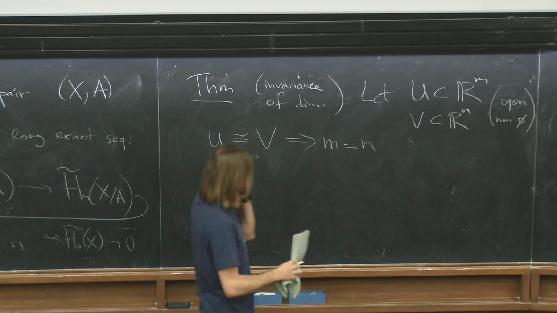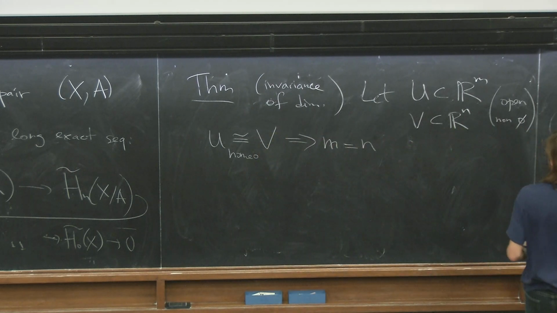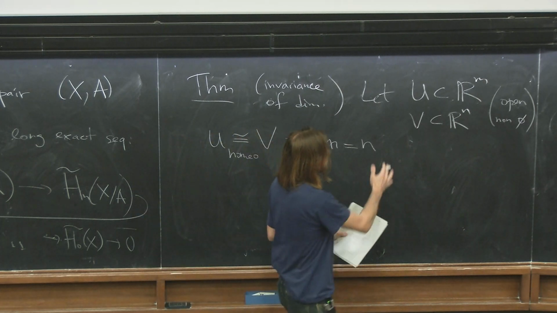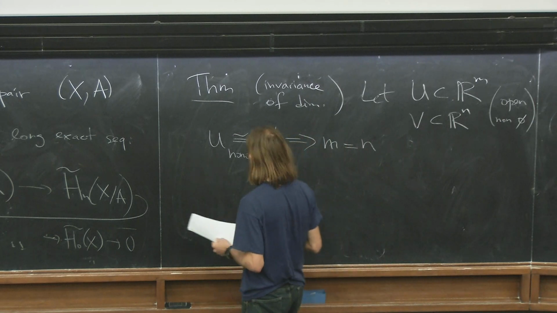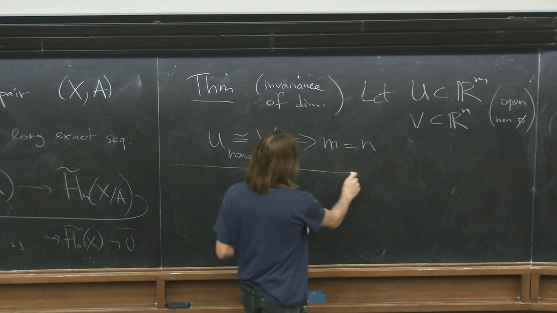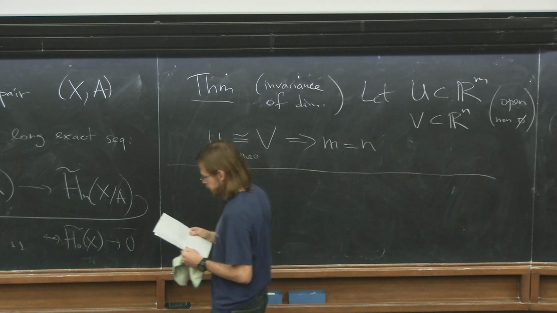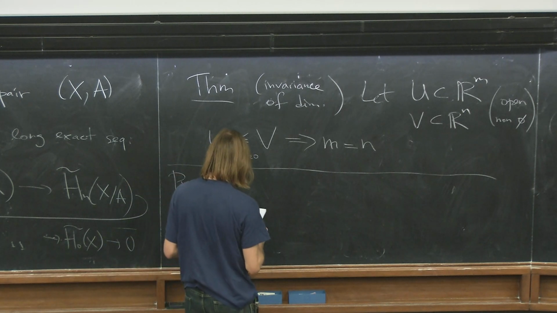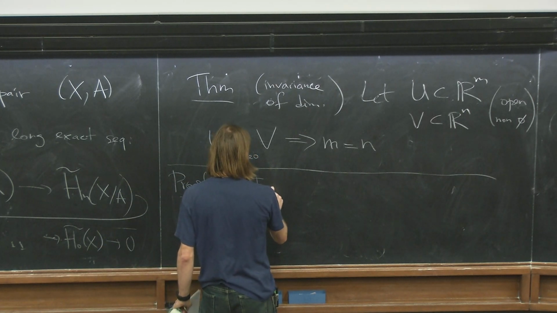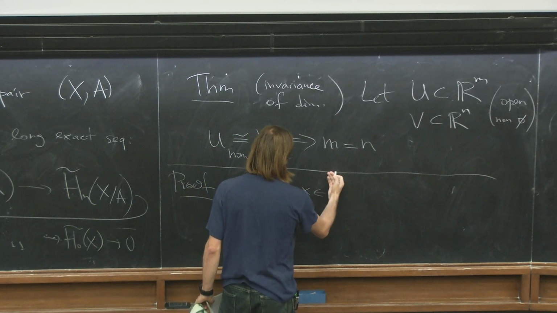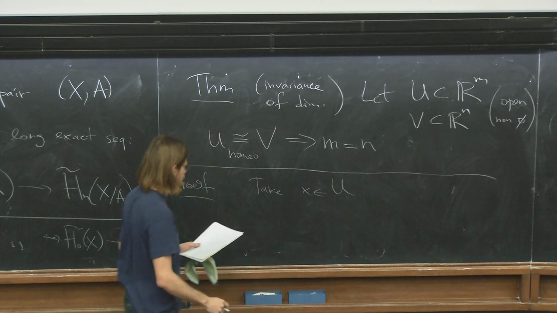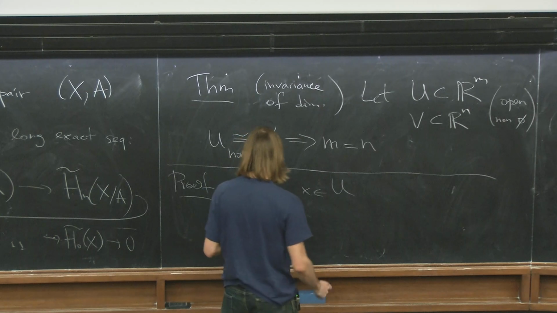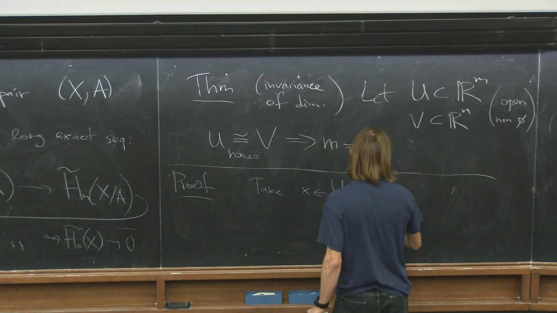So intuitively, it's kind of an obvious statement, but how do you actually prove this? How do you prove there is no, for example, homeomorphism between Euclidean spaces in different dimensions? So what is the proof? Let's take some point. U is non-empty, so let's take some x in U, and we can use the excision theorem.